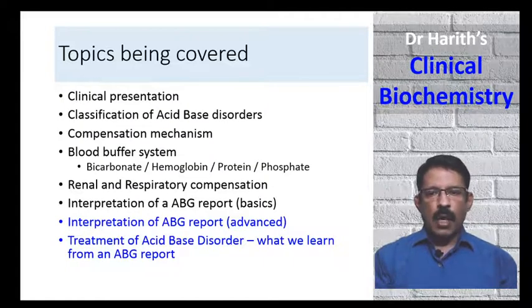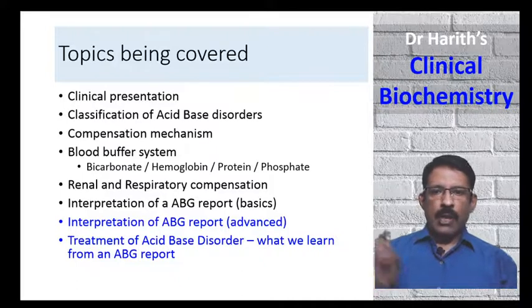We'll discuss how a sample should be collected for an arterial blood gas analysis and what are the pre-analytical errors that can affect the results. I'll also give you a basic algorithm of how to interpret an ABG report.